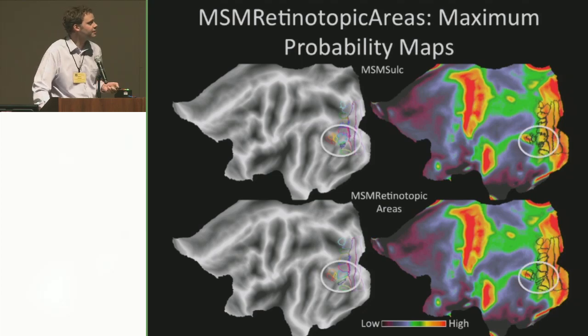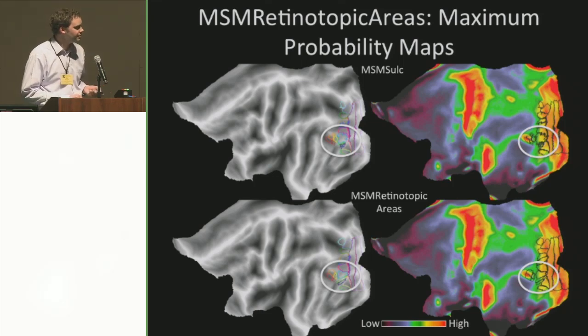In the maximum probability maps, we're going to focus in here around the MT plus complex. Here are the maps we get with folding-based alignment, which are kind of jagged, and even some of the areas are hard to see. But if we use the retinotopic areas to drive the alignment, we now preserve the topology. Basically, we've got our nice cluster of 4 MT plus areas and our cluster of PIT areas here. That's much better preserved after using the areal definitions to drive the alignment than the folds.